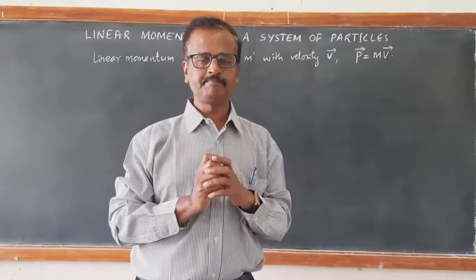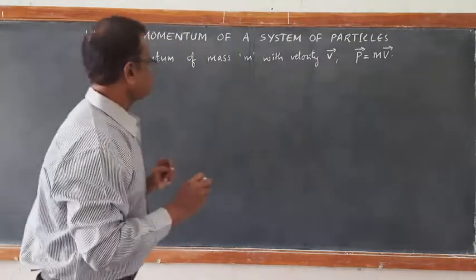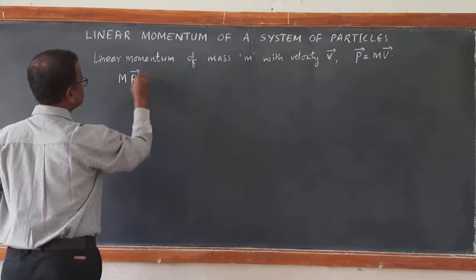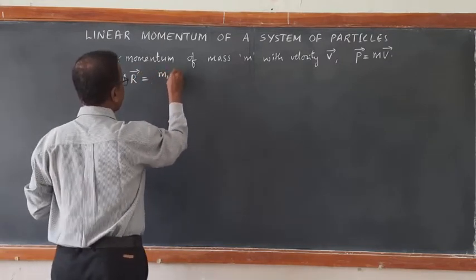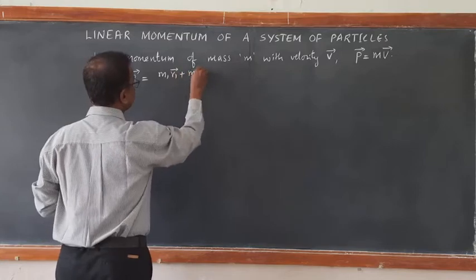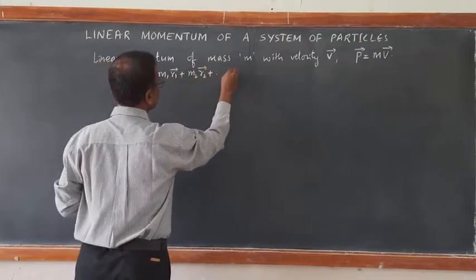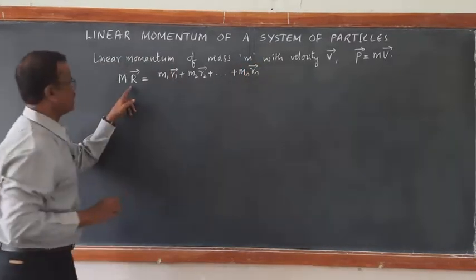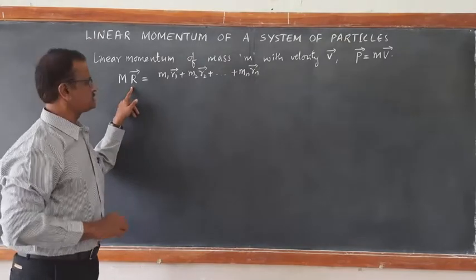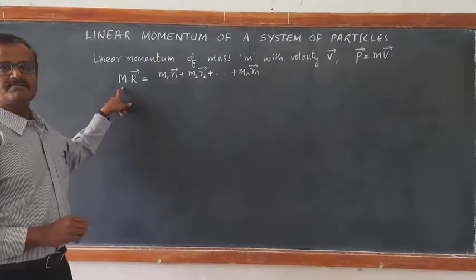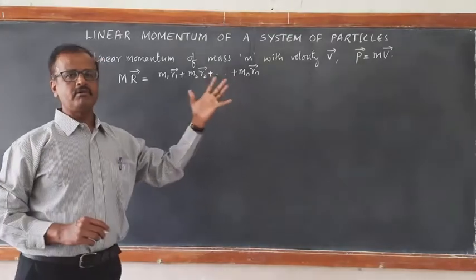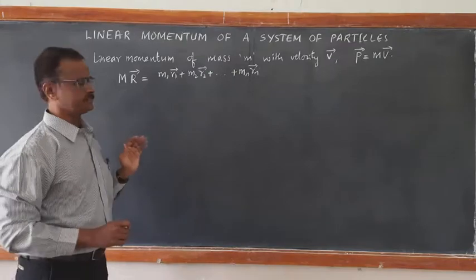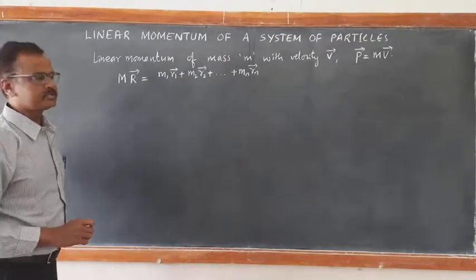Yesterday we studied that m into r vector is equal to m1 r1 vector plus m2 r2 vector and so on up to mn rn vector, where r is the position vector of the center of mass and m is the mass of the center of mass, which is equal to the sum of all the masses m1 plus m2 plus m3 and so on. If you differentiate this with respect to time t, we get velocity.